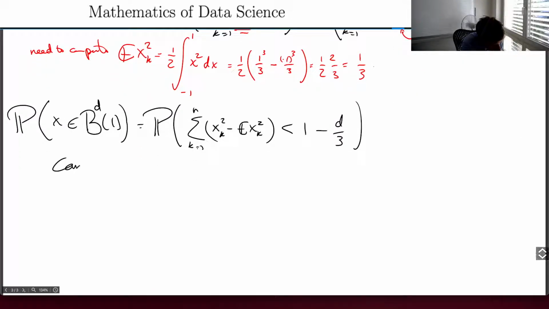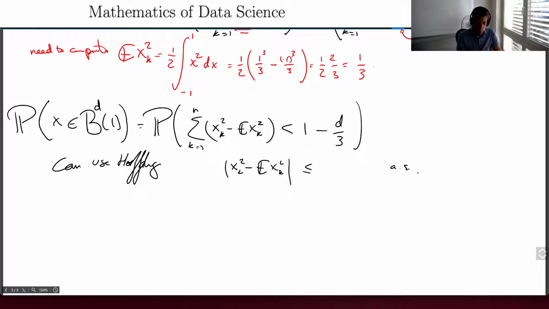But now we can use Hoeffding. So to use Hoeffding, what do I need? I need to notice that xk squared minus the expected value of xk squared is always smaller or equal than something, almost surely. But what is this something? Let's think about it. This variable is between minus 1 and 1, so the square is between 0 and 1, and I subtract 1/3. So it's between minus 1/3 and 2/3, so this is smaller or equal than 2/3. Great, so I can use Hoeffding. And I'm only controlling one of the tails, so I don't even have this extra factor of 2.